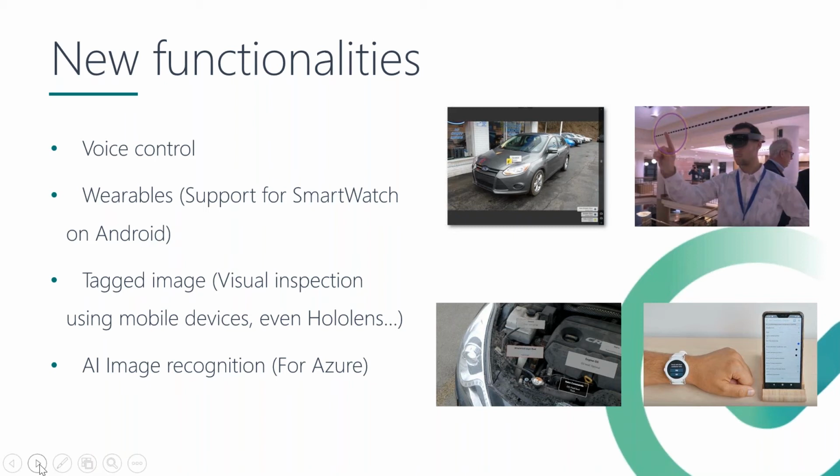Another feature that is quite interesting is the tagged image feature. We will take a look at this during the demo, but basically it is a visual inspection using a mobile device, even HoloLenses. If somebody is interested in this, I highly recommend a video that we have on YouTube where you can see how this works in real life. And finally, for clients that have Azure, we also have the AI image recognition feature. If you would like to use that in your scenario, you can. So we do a lot of development for new features, and no matter how difficult your scenario is, I'm sure we can tackle it with Inspections.